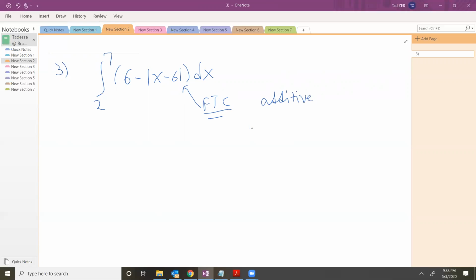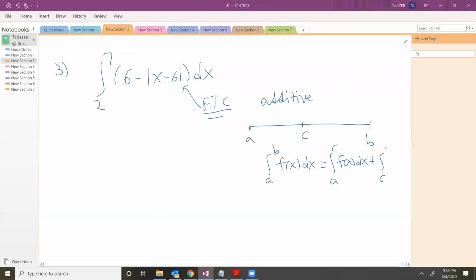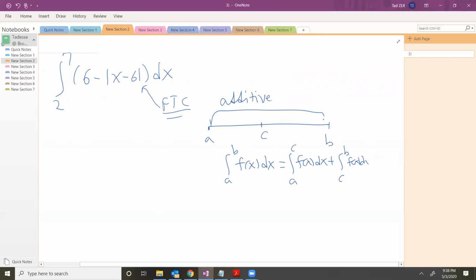What is the additive property? Let's say you are finding the integral from a to b of a function. Then this can be written by picking a number in between, so it will be the integral from a to c of f of x dx plus the integral from c to b of f of x dx. Adding from a to c and c to b is the same as a to b. It makes sense. So we are going to use this property.